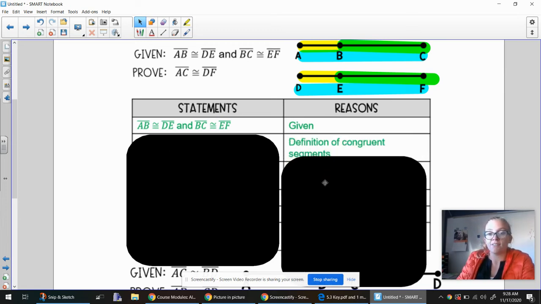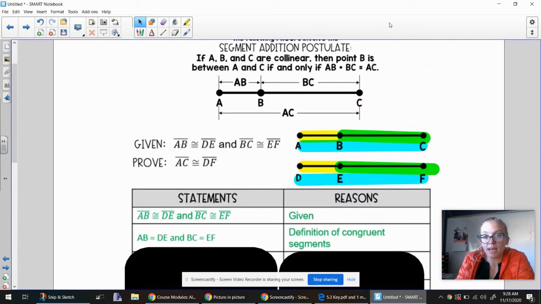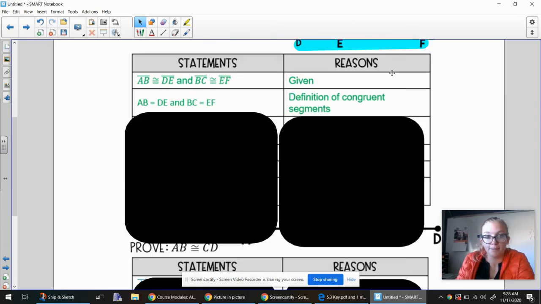So we're going to use the definition of congruent segments to now say that AB is equal to DE and BC is equal to EF. We need to have this in equal sign format so that we can use the segment addition postulate.